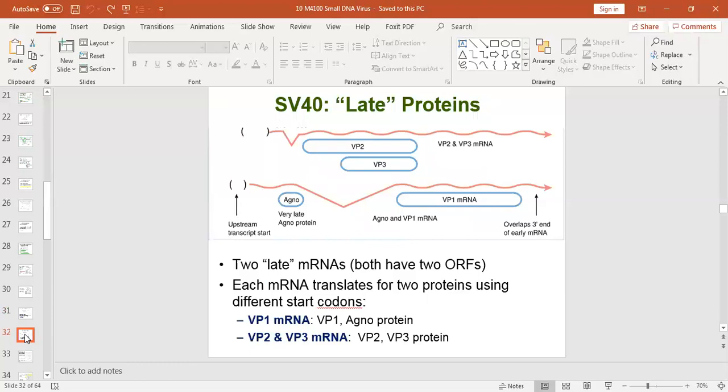So we have two late mRNAs that both have two ORFs, or open reading frames. Therefore, each mRNA codes for two proteins using two different start codons. VP1 messenger RNA codes for a protein called VP1 and agnoprotein, whereas VP2 and VP3 messenger RNA code for VP2 and VP3 proteins.